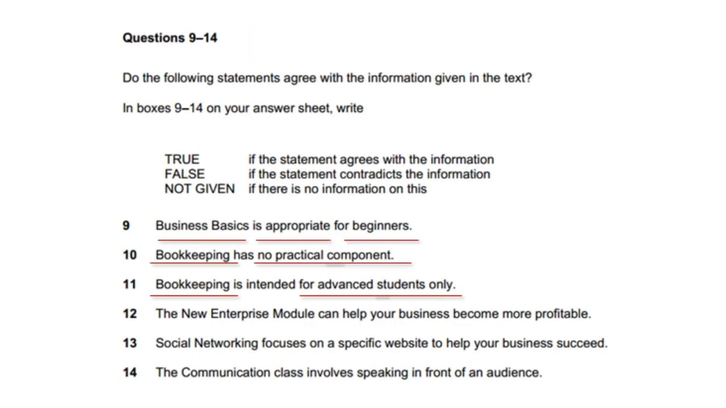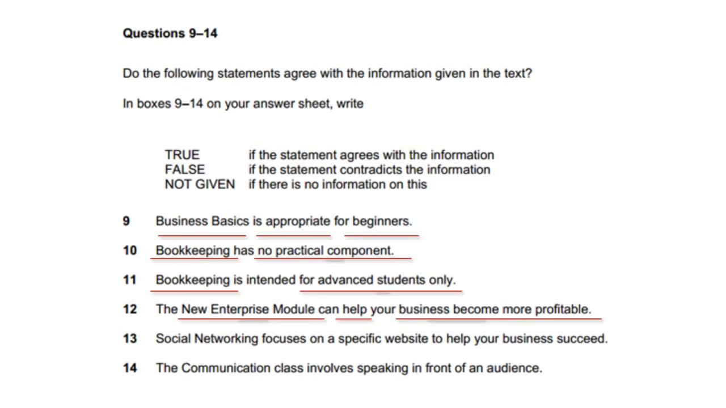Then return to the question paper and look at question 12. Question 12 states, the new enterprise module can help your business become more profitable. We need to work out whether this statement is true, false, or not given based on the information given to us in the text. So first, underline any keywords.